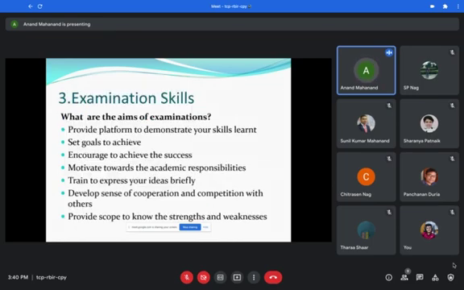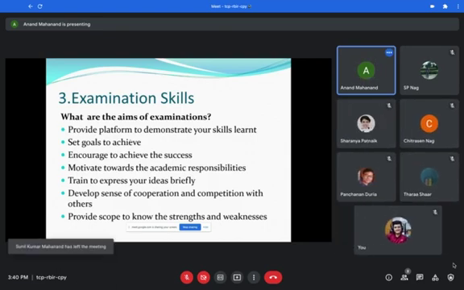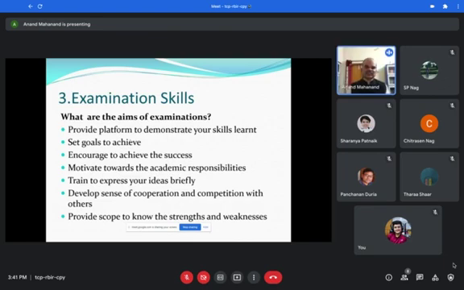Now we shall discuss the main topic of today, that is examination skills. All right, that was a recapitulation of what we had done in the last class. Today we'll be talking about examination skills and some information transfer. Okay, so exams have some misconceptions. We have some misconceptions about exams. Okay, that we'll see later, but what are the aims of examinations?